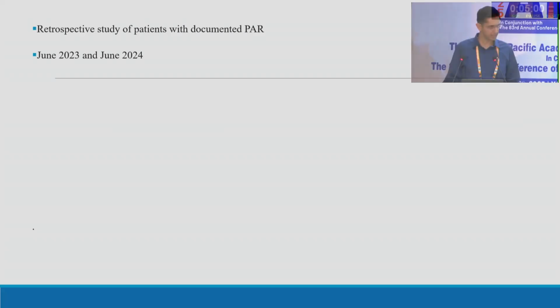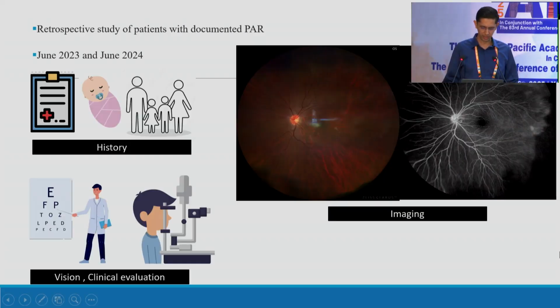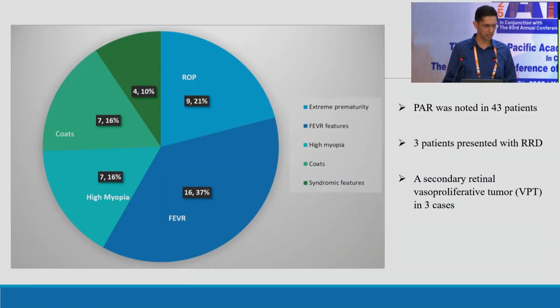As we know, the common causes of peripheral avascular retina could include either physiological, which is secondary to high myopia, prematurity, FEVR and related retinopathies, Coats disease and PFV. So we did our own analysis of our documented cases of PAR with good imaging documentation, and we could see that the etiologies are similar to what I just mentioned. So I would just like to highlight some of the interesting cases here.